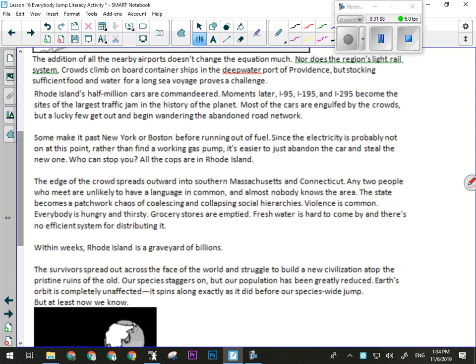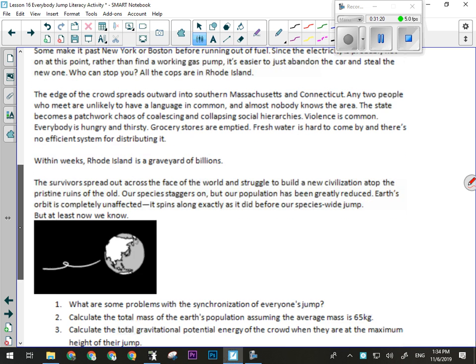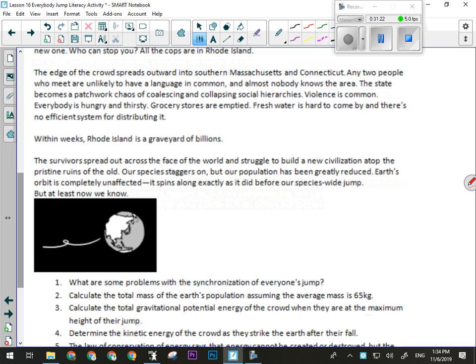We never even talked about the waste management problems there would have been having 7 billion people in the same place at the same time. There are just not enough porta potties anywhere. Within weeks, Rhode Island is a graveyard of billions. So this whole experiment to see if everybody jumping in the same place at the same time destroys human society as we know it. Nice. We haven't even got to the physics part.